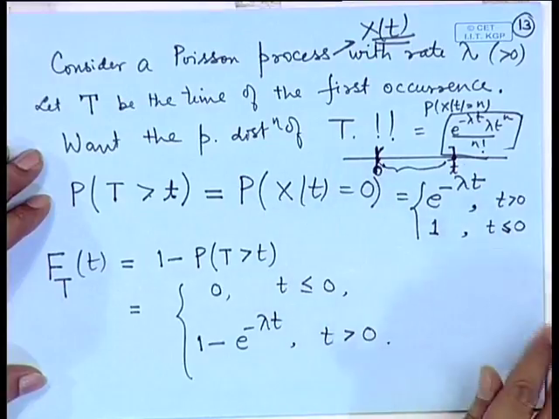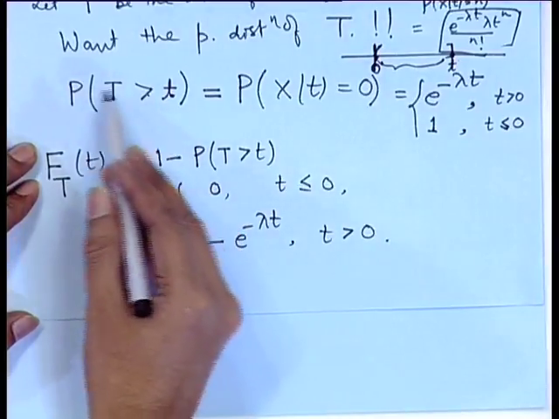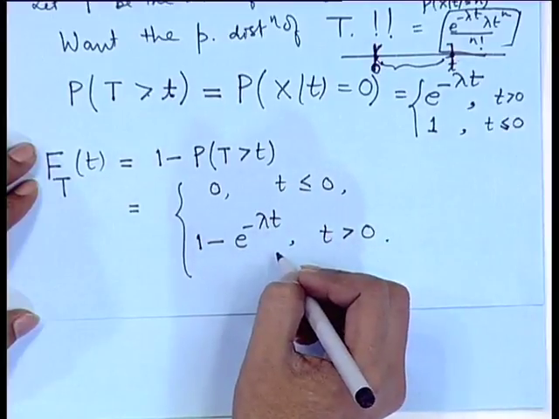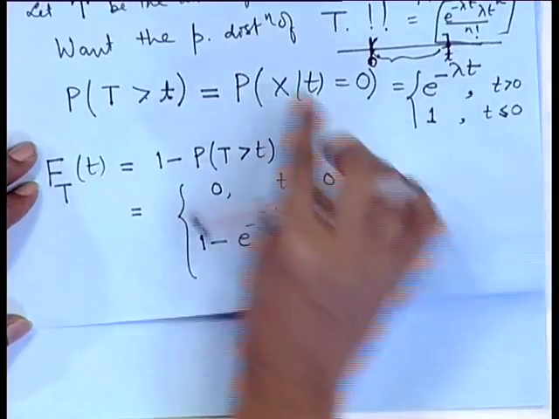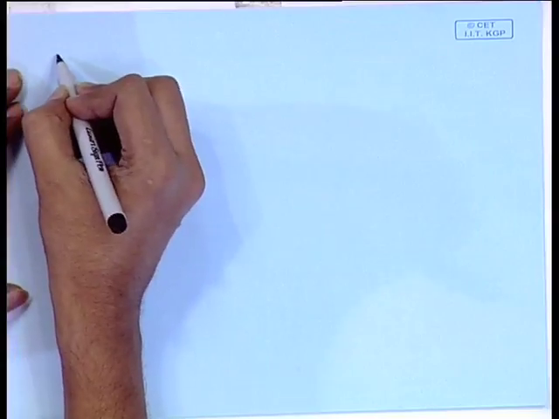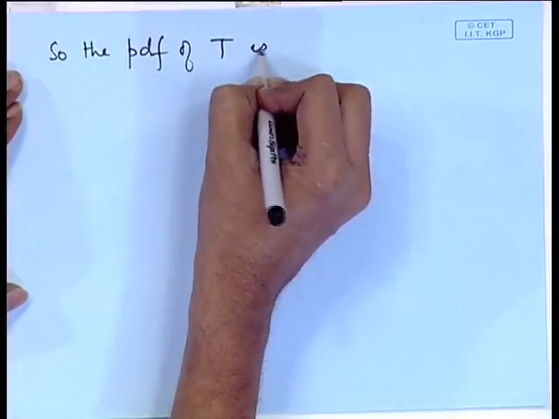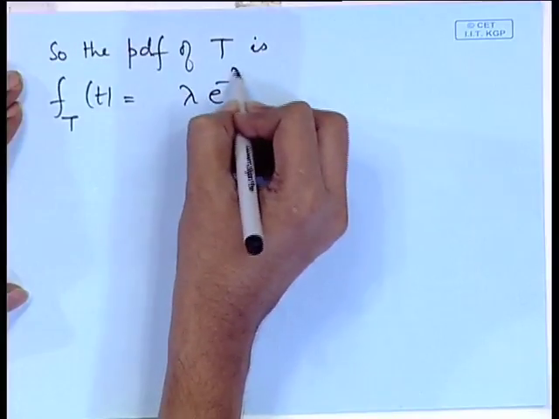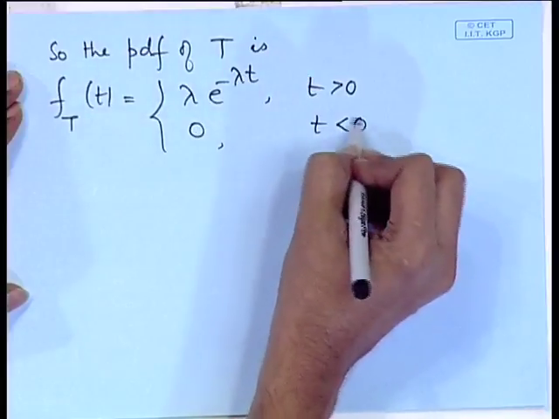So, now you can observe here we are able to derive the CDF of this continuous distribution, and it is an absolutely continuous function. So, if we differentiate this, we can get the density function of the time for the first occurrence during a Poisson process. So, the probability density function of t is f(t) equal to lambda e to the power minus lambda t for t greater than 0, and it is equal to 0 for t less than or equal to 0.